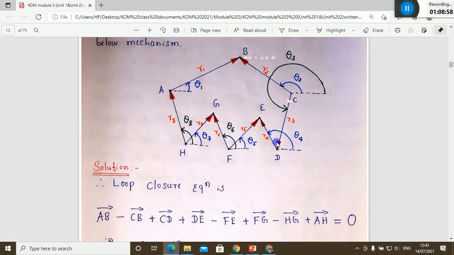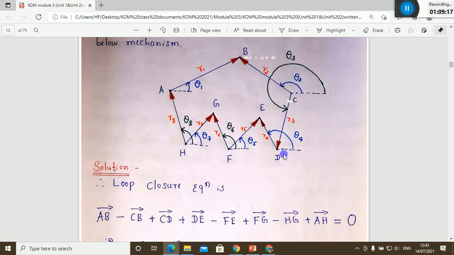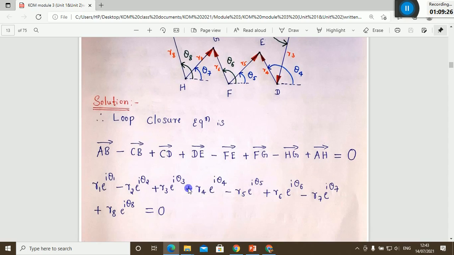CD, this is the vector CD. The length is R3 and the angle is here, this green color, because it is the tail and this is the positive real axis. So this is the angle theta 3. It means R3 e raised to i theta 3. Similarly for the fourth vector, DE, the magnitude is R4, the angle is theta 4, so R4 e raised to i theta 4.